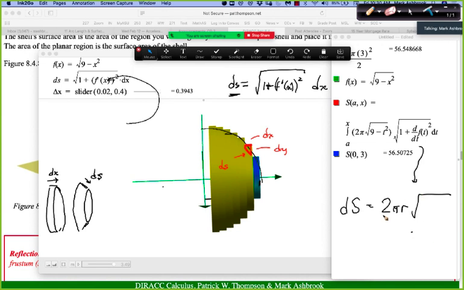So now it's going to be the 2 pi r, but then it's transformed from the dx ribbons to the ds ribbons. So this is our rate of change of surface area: 2 pi r times the square root expression that we had for arc length.